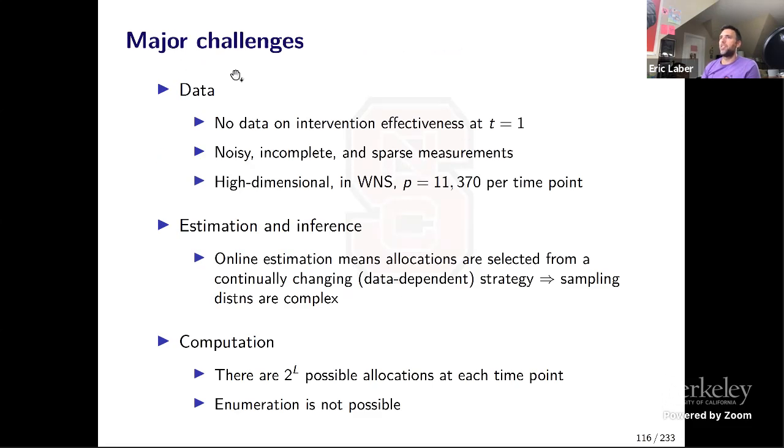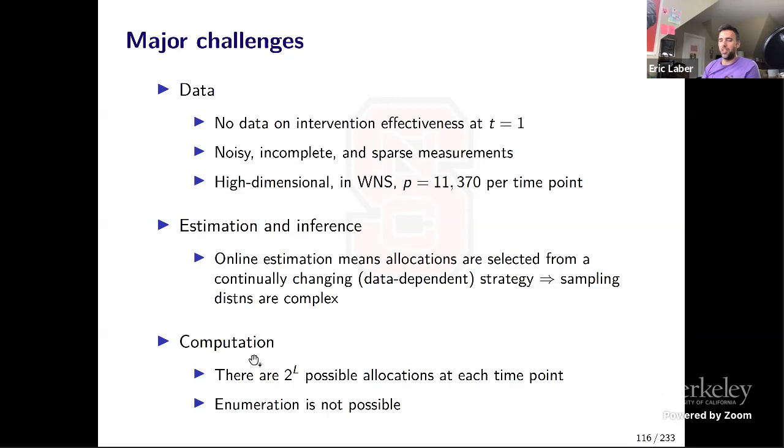Okay, so why is this an interesting problem? Well, when you have a new disease, a new outbreak, there's very little or no data on intervention effectiveness, right? You have noisy, incomplete, sparse measurements. It's very high dimensional. In white nose syndrome, there's like 11,000 measurements per time point, looking at all the features at all the locations. Online estimation means that we have to decide what to do from a continually changing data-dependent strategy, as you all know, but this means the sampling distributions are complicated.